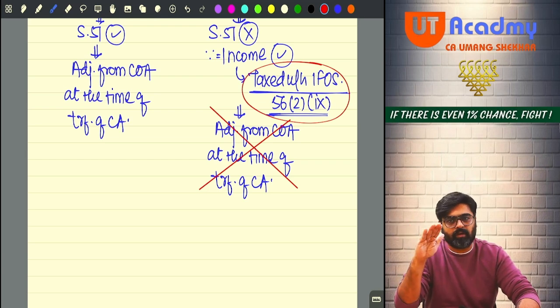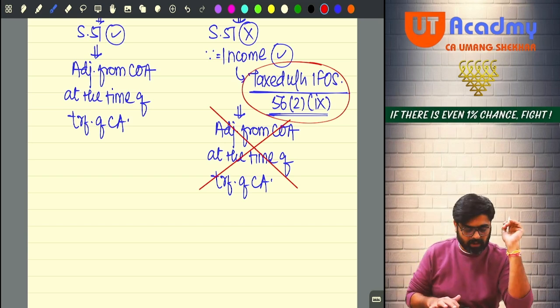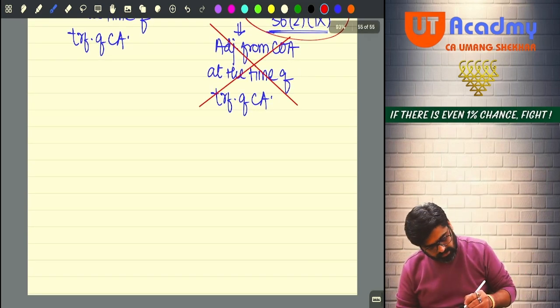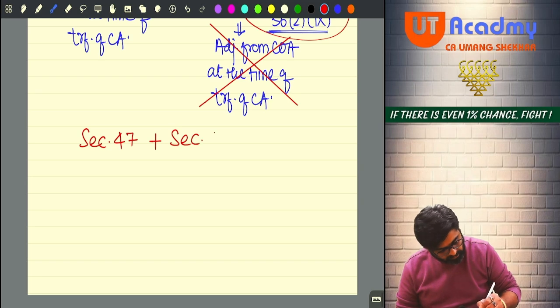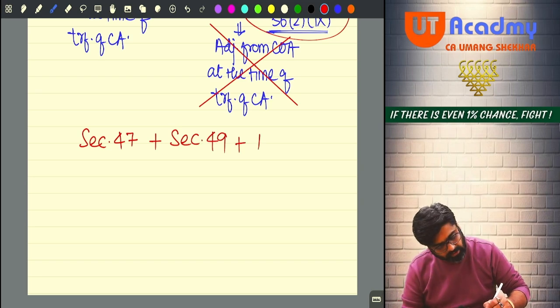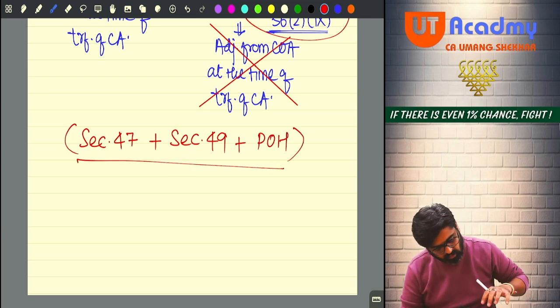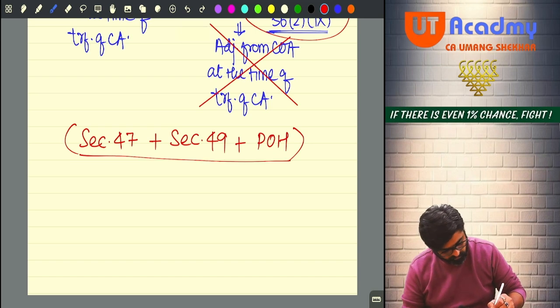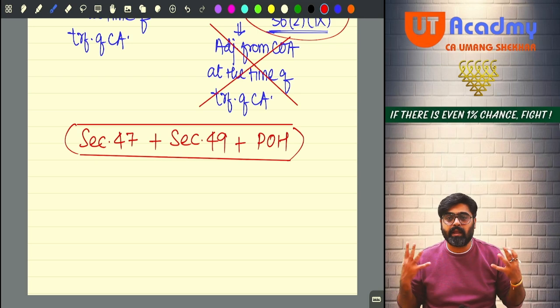Along with section 47, we are supposed to see two more things. Whenever we see section 47, always check section 49 together, and always check the period of holding table together. These three things must be done together. Only then you will understand what I am doing.